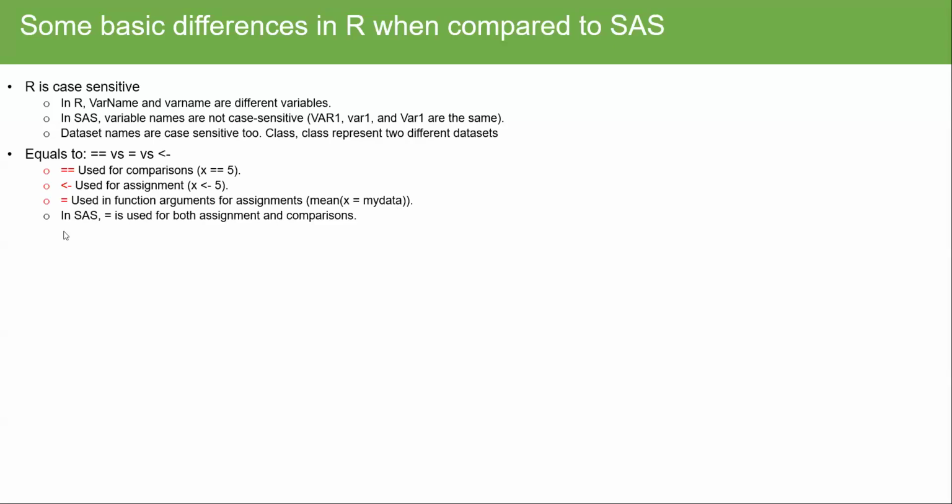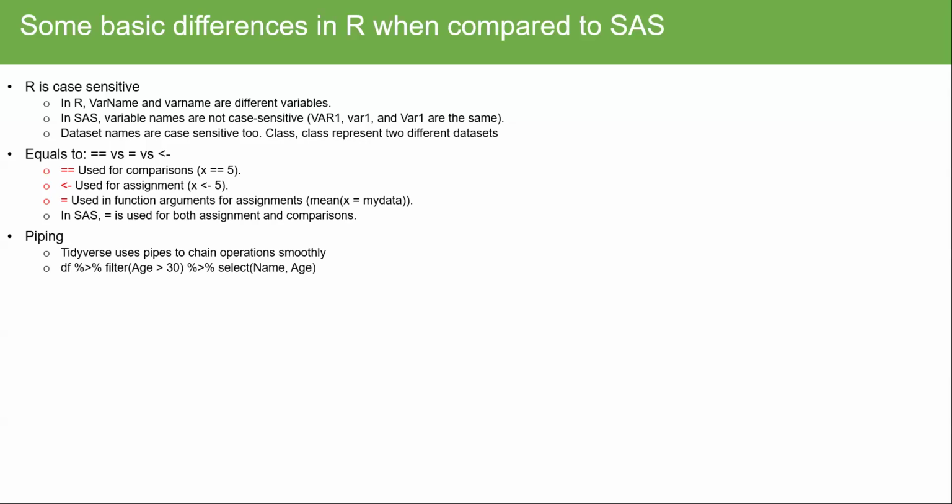And in SAS, we know that the equals to sign is used for both assignment and comparison, but these are the things that you need to keep in mind. In R, for comparisons, you will have to use double equals to. For assignments, you will have to use the assignment operator. And for assigning values to the parameters within your functions, you will have to use the equals to sign. But again, this will come more naturally to us once we start programming. Just for the sake of awareness, I have listed them here.